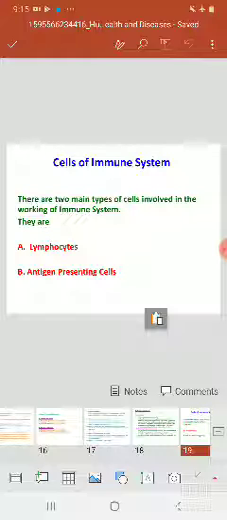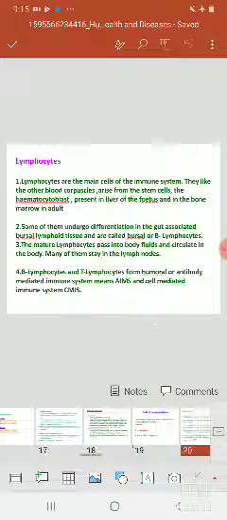There are two main types of cells involved in the working of the immune system: lymphocytes and antigen presenting cells. The first are the lymphocytes. Lymphocytes are the main cells of the immune system. They, like the other blood corpuscles, arise from the stem cell, the hematocytoblast, present in the liver of the fetus and in bone marrow in adults.